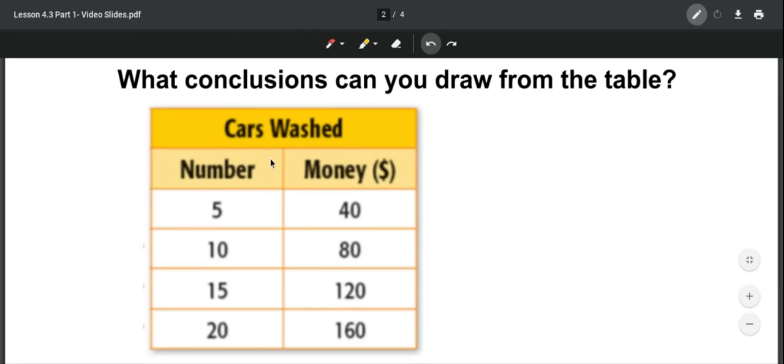This table represents cars washed. The number of cars are represented in your X coordinate, and the money or the amount or the cost is represented by your Y coordinate.